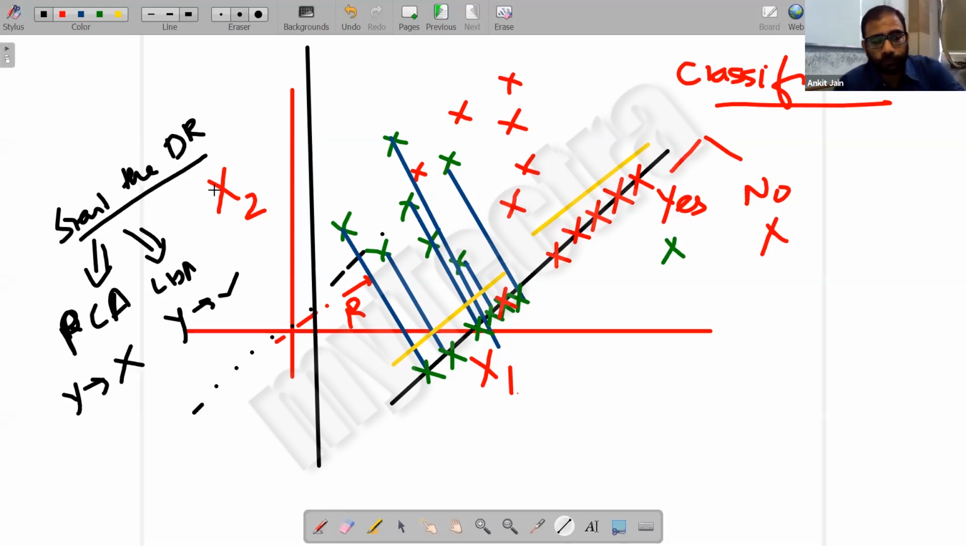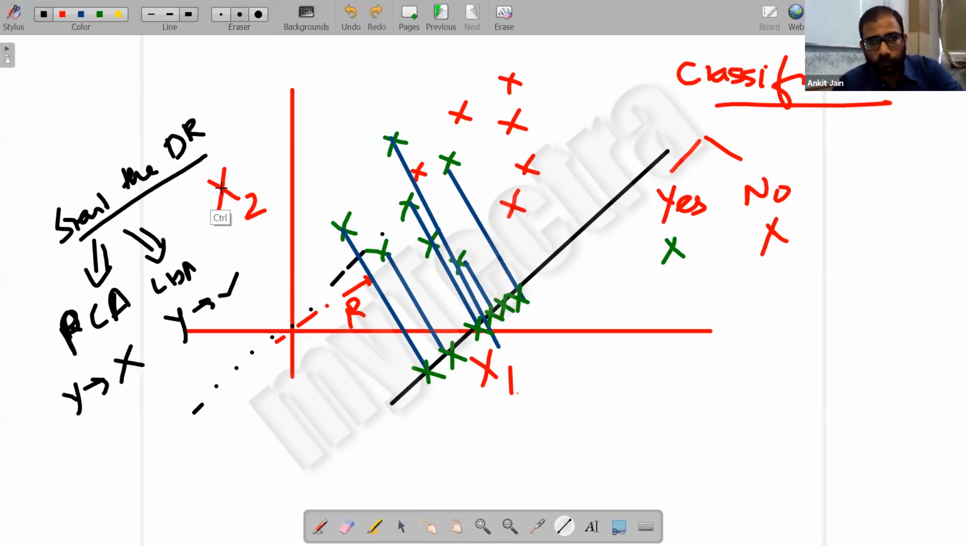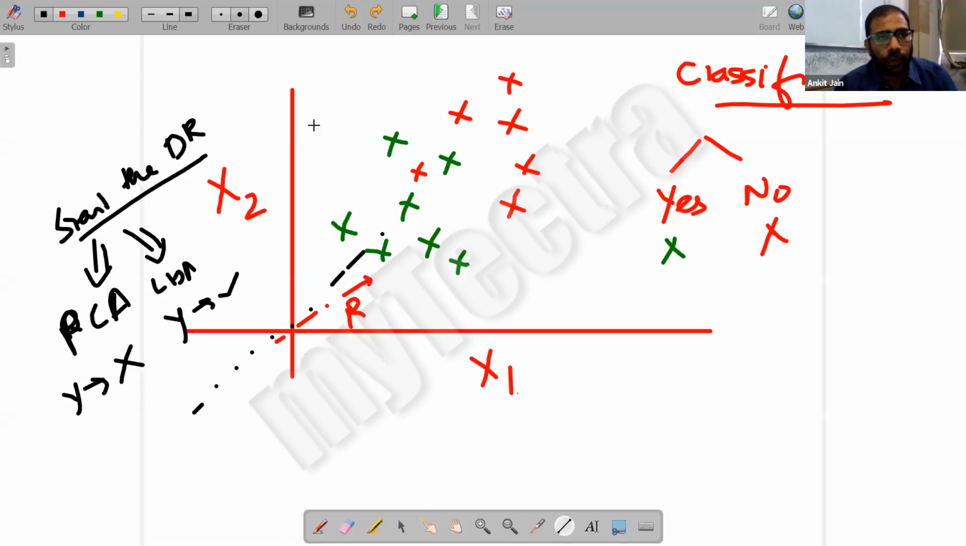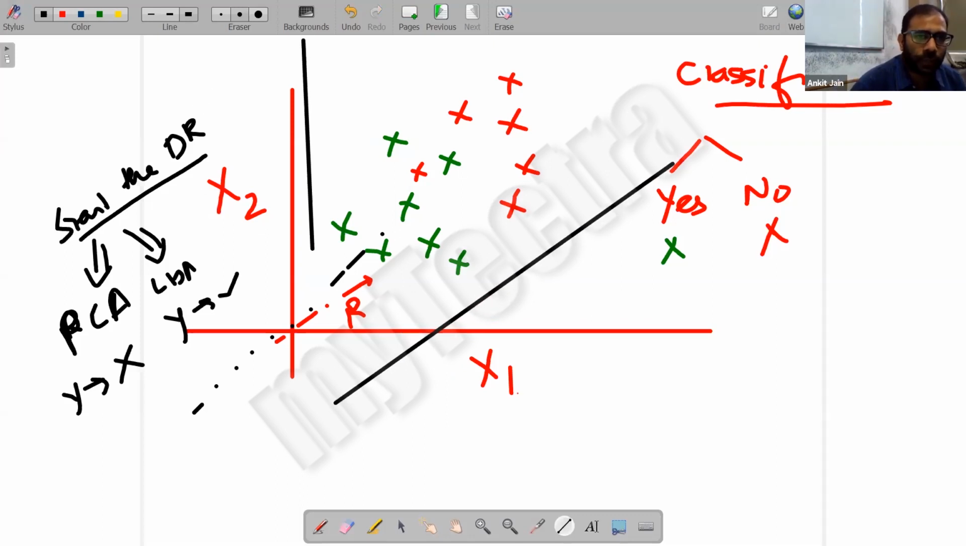Let me draw it again. Instead of this line, suppose I took this line for my projection. So what I said, I will just remove x1. I will keep only x2. Suppose that is how I reduce. So what will happen?